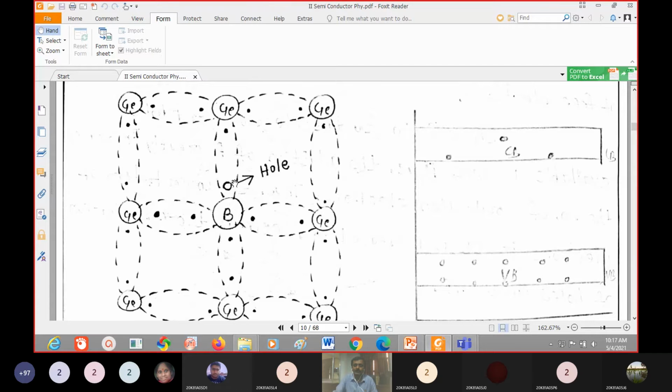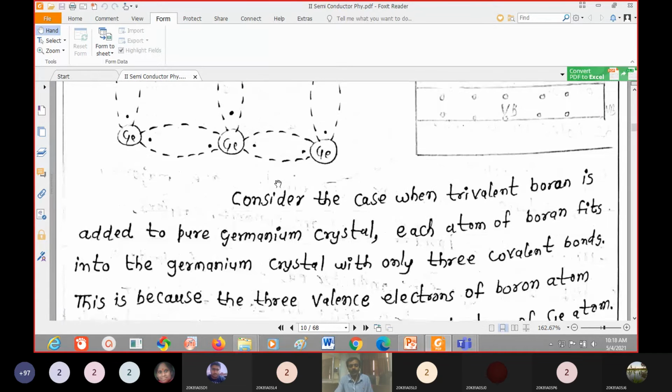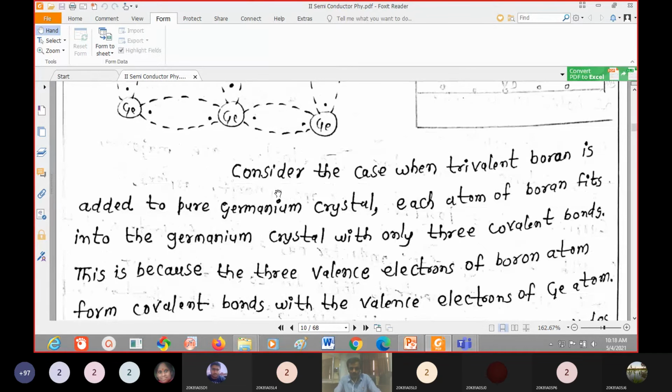So there will be an electron deficiency for bonding with the germanium atom, and that electron deficiency we consider as a hole. Now once again I will read here. Consider the case when trivalent boron is added to the pure germanium crystal. Each atom of boron fits into the germanium crystal with only three covalent bonds.